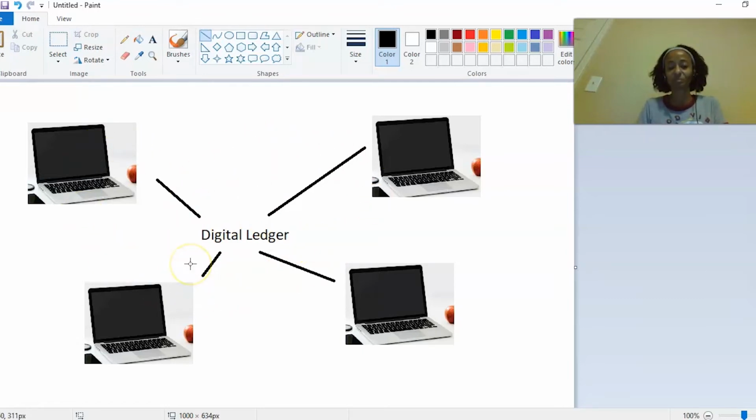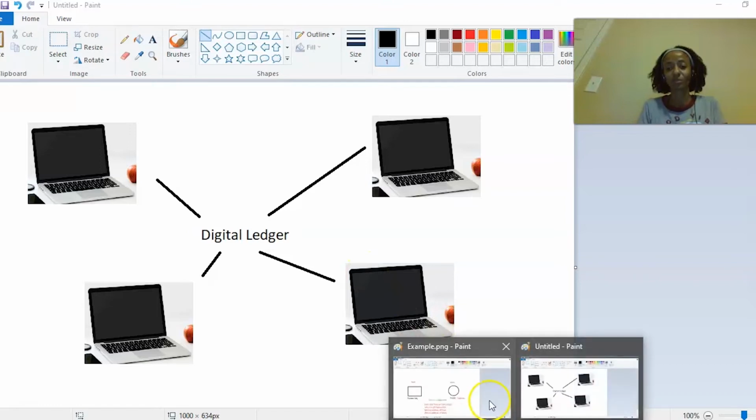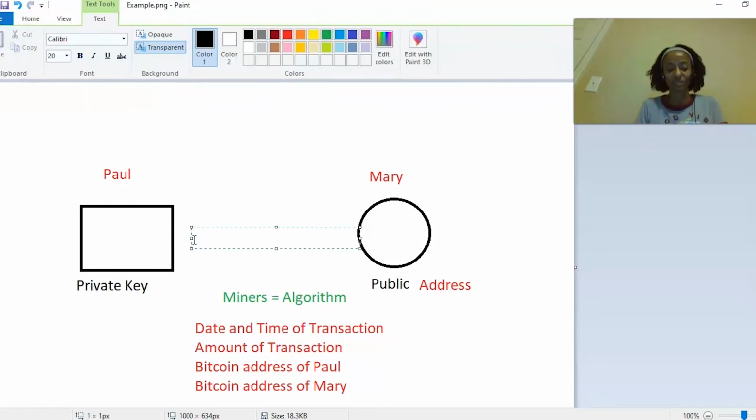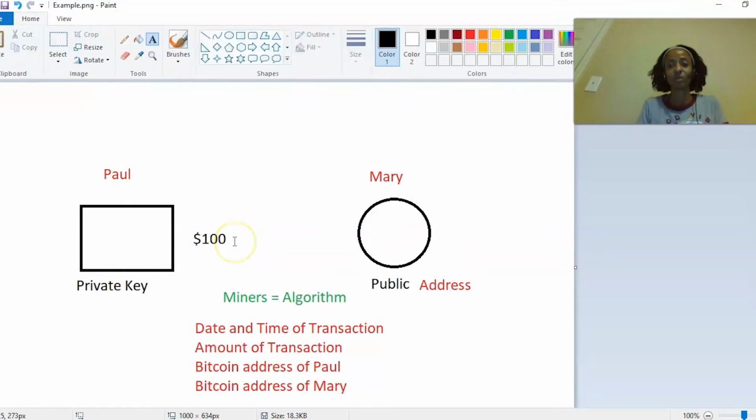That's how it works. So you're probably wondering, what if this computer has a different ledger from this computer? How does that work? What if this computer says there's another transaction? Let's pull up an example. Let's suppose Paul wants to send $100 to Mary. The first thing that needs to be done is we have to verify that Paul has the $100 to send to Mary. But what we'll do is make this a transaction.